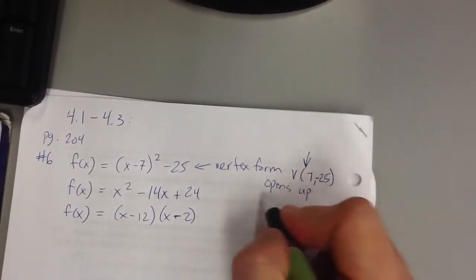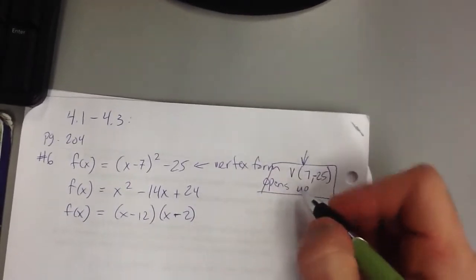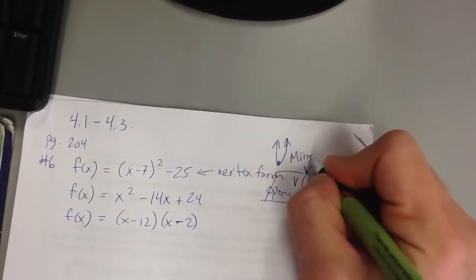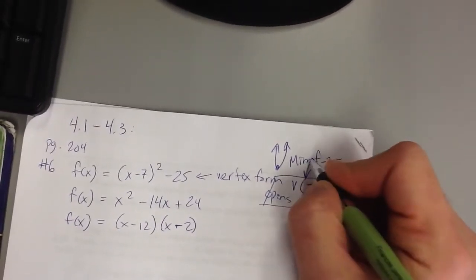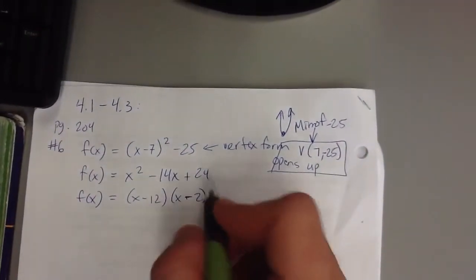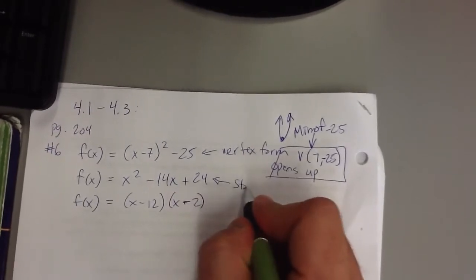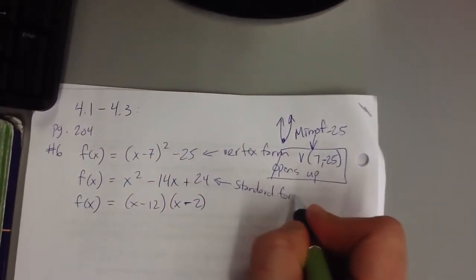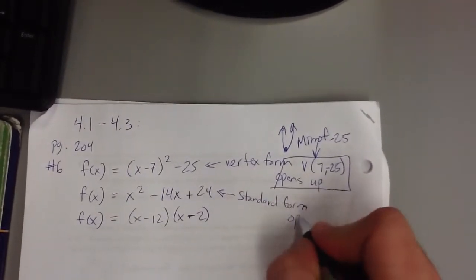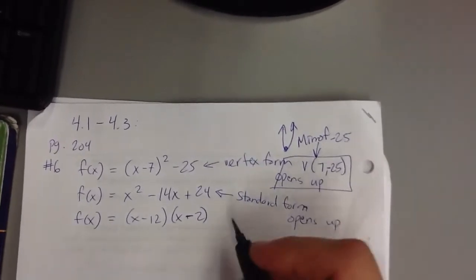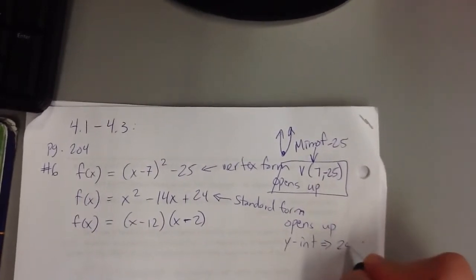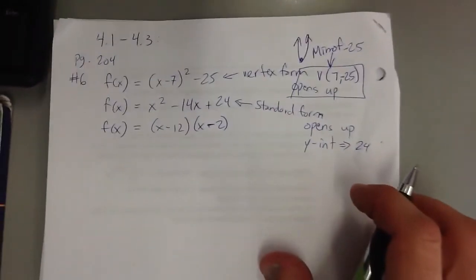So it definitely tells us an important point, which is the vertex. And if it opens up, that means that there's a minimum. It's a minimum of -25. Okay? So you definitely can tell me that from vertex form. From this form, which is standard form, the only thing you can tell me here is that first my a value is positive, so it definitely opens up. And then you can tell me that the y-intercept, not the x-intercept, the y-intercept is positive 24. That's where it crosses the y-axis.